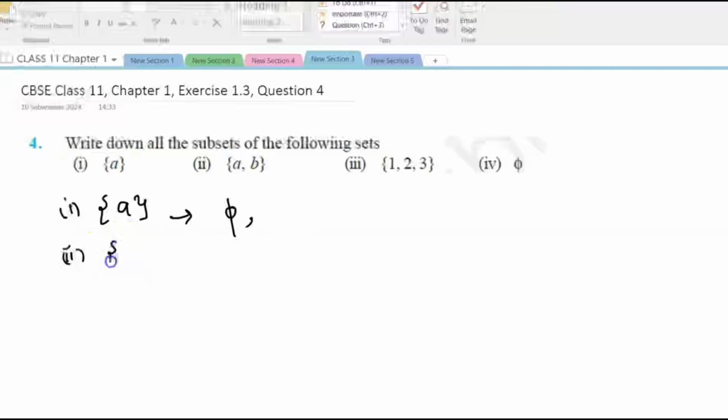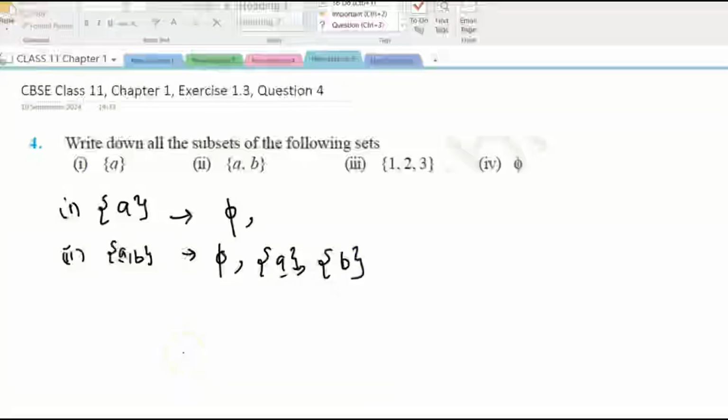Then this will be {A, B}. First thing that we should always write, whenever you are writing all the possible subsets of any set, is phi, because it is a subset of all the sets. Then this set {A} would be a subset of {A, B} because all the elements of this set are also elements of this set. And similarly, the set {B} would be a subset of {A, B}. And the last set that you should write should always be the whole set.